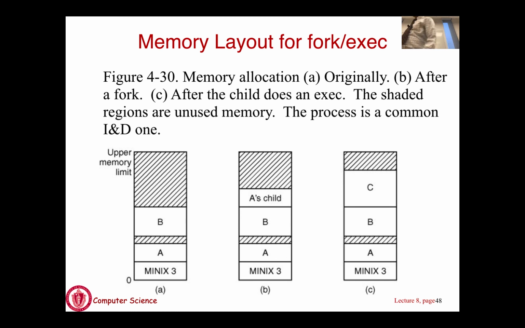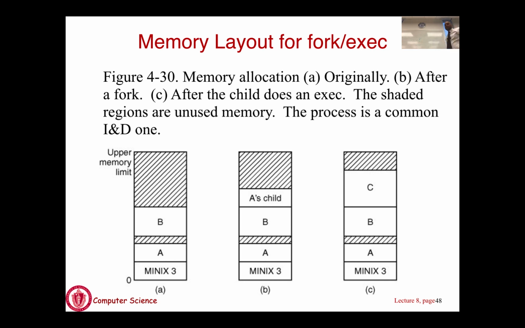Okay. So here is a picture of what Minix is going to do for us. Here we have A and B, two processes, and the OS loaded. A is going to call a fork. You will see that you created a copy of A. So that's A's child that you see here. This is after the fork. You see that there's a copy of A here, an identical copy of A.